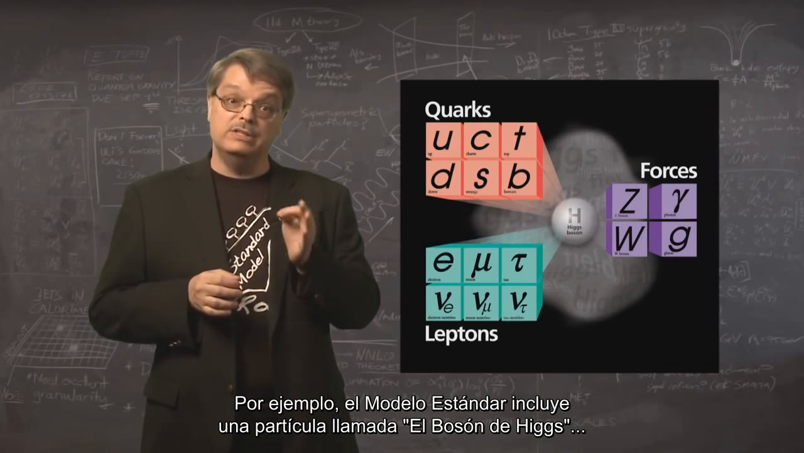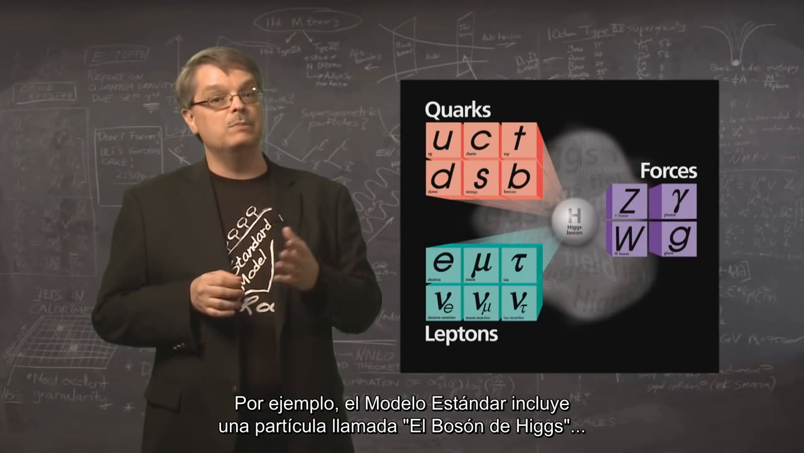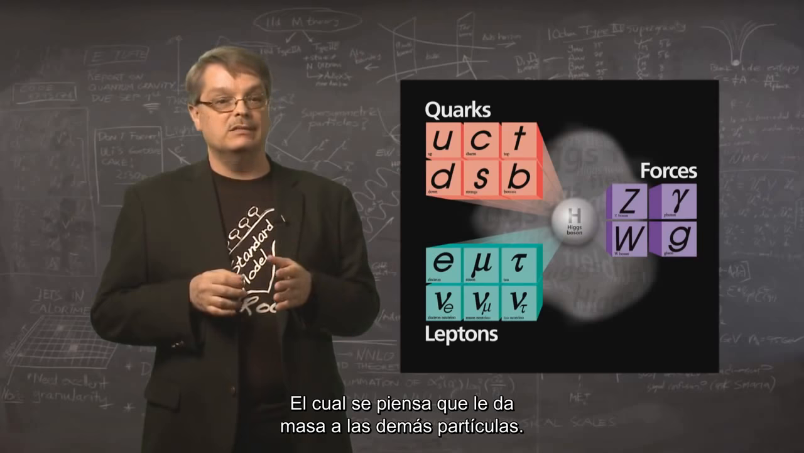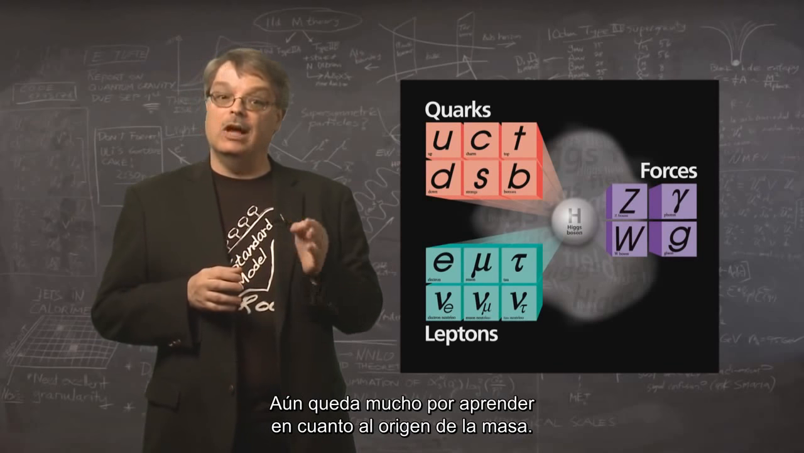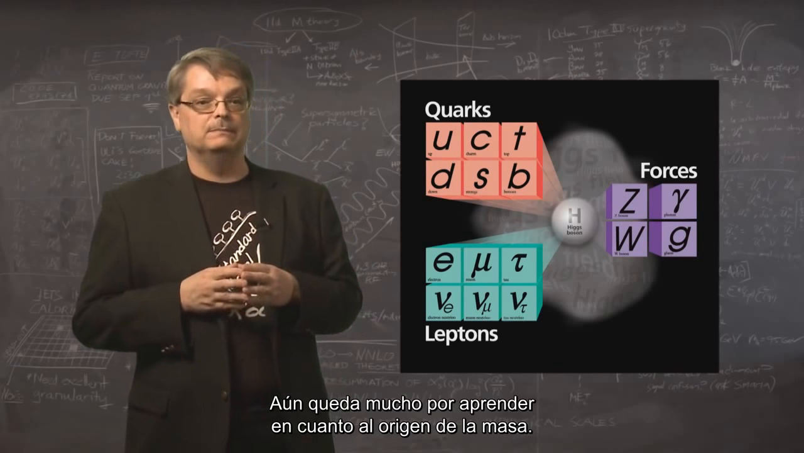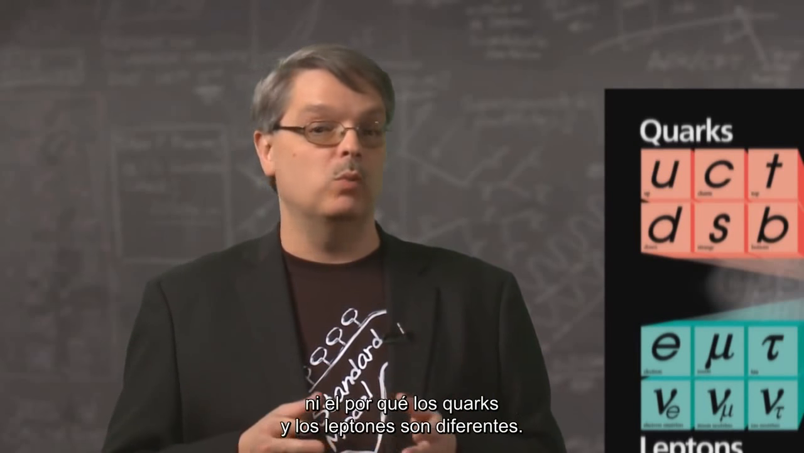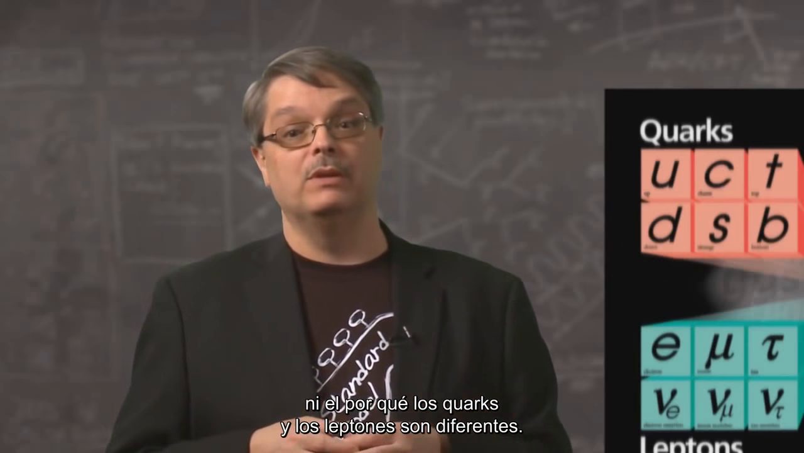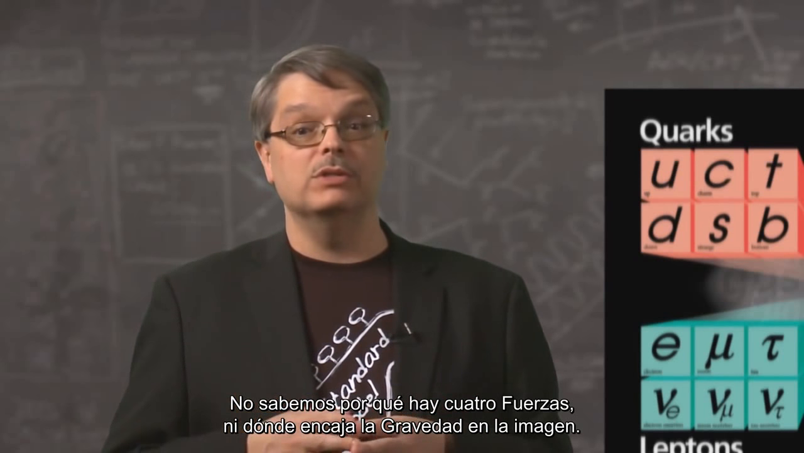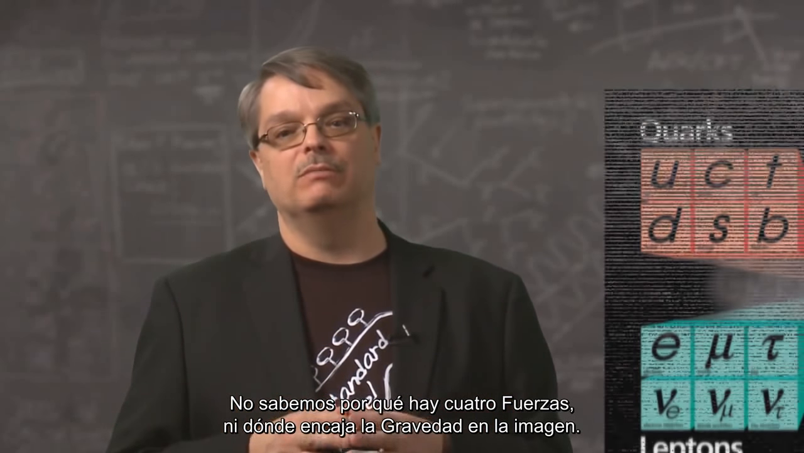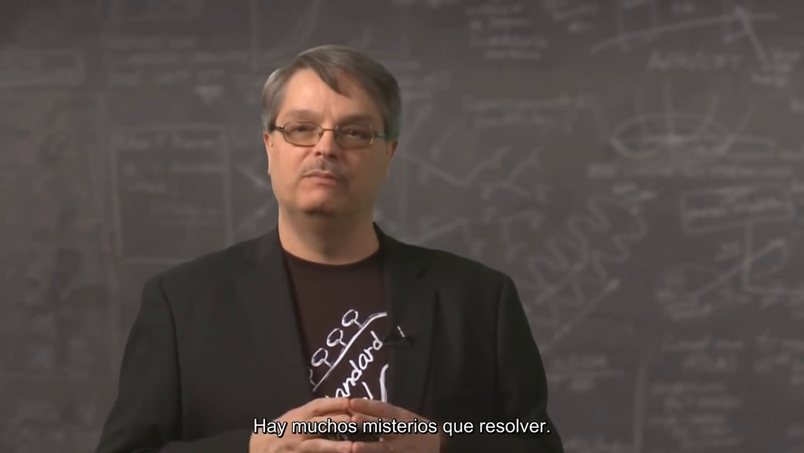For instance, the Standard Model includes a particle called the Higgs boson, which is thought to give mass to the other particles. We still have a lot to learn about the origins of mass. Further, we don't understand why there are 12 matter particles and why the quarks and the leptons are different. We don't know why there are 4 forces and where gravity fits into the picture. There are plenty of mysteries to solve.